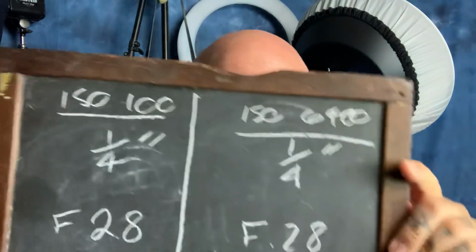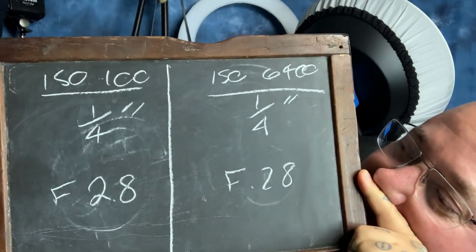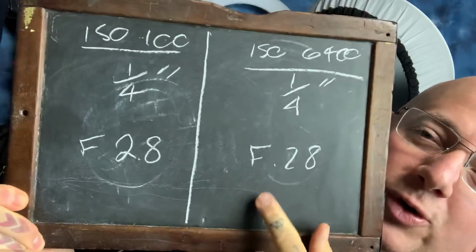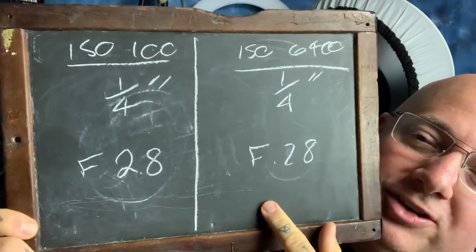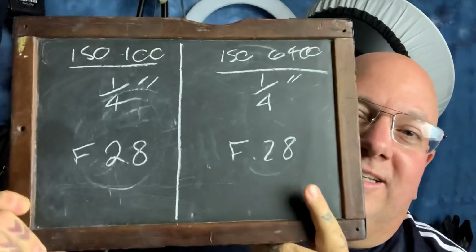Yes. And since we can all agree that ISO is not connected to exposure, this is the reason why there's not more noise here at ISO 6400 in the shadows than there is over here. But this was shot in manual. Yeah?